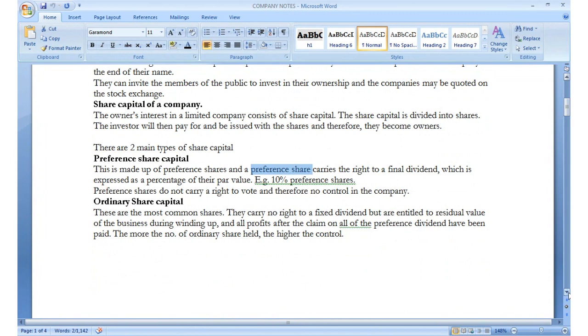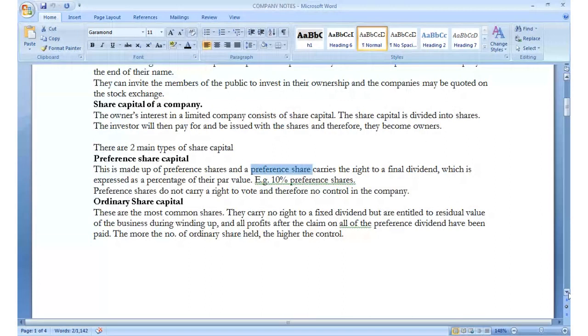But now another differentiating characteristic is they don't have a right to fixed dividends. Preference shares have a right to fixed dividends. That is, they must be paid dividends. But for ordinary shares, they are only given dividends when the company makes a profit and has paid for all obligations. So don't worry much about that. We are going to discuss them in detail in semester 4.